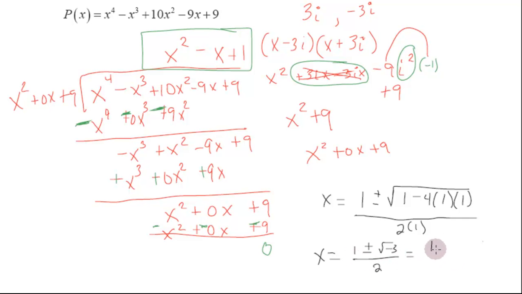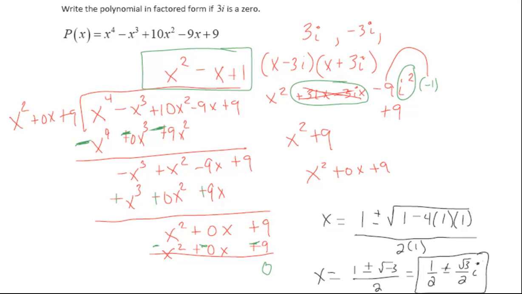So it's looking to be that it's 1 plus or minus the square root of negative 3 all over 2, which is equal to 1 over 2. I'm going to split it up, plus or minus root 3 over 2 i. That's probably the best way to write it. These are the other two zeros. Okay, so let's write out our answer then. One zero would be 1/2 plus the square root of 3 over 2 i, and the other one is 1/2 minus the square root of 3 over 2 i. So those are the 4 zeros, and what would it look like in factored form?